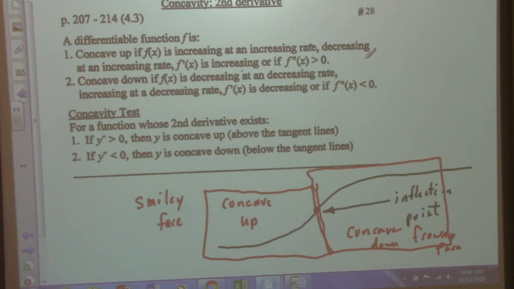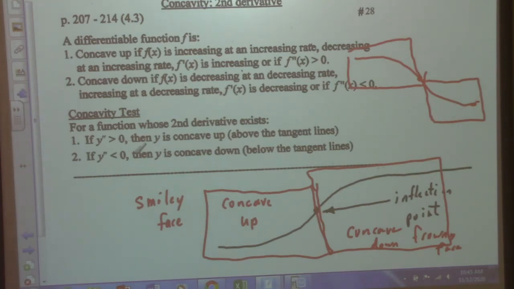And likewise, you can have concavity over a decreasing interval as well. If we go the opposite direction and we go down a hill that goes like this, it's the same thing, right? If we are decreasing at an increasing rate, we have concave down here. And if we are decreasing at a decreasing rate, we're concave up.